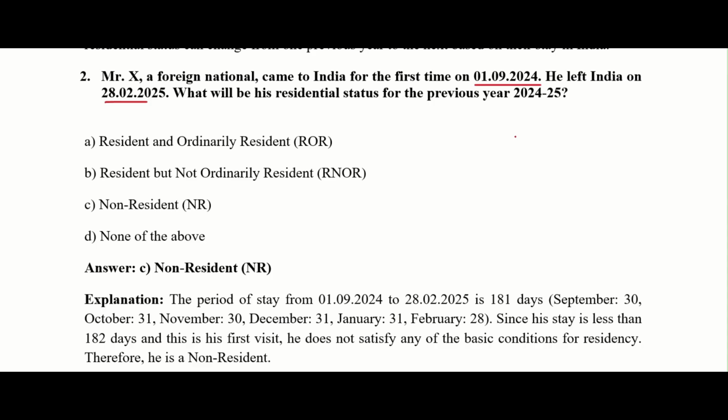The period of stay from 1/9/2024 to 28/2/2025 is 181 days. That is September 30 days, October 31 days, November 30 days, December 31 days, January 31 days, February 28 days. Since he stayed less than 182 days and this is his first visit, he does not satisfy any of the additional conditions for residence. So he has not fulfilled the basic condition, and he has not fulfilled the additional condition, therefore he is a non-resident. This is one of the important problem-based multiple choice questions.